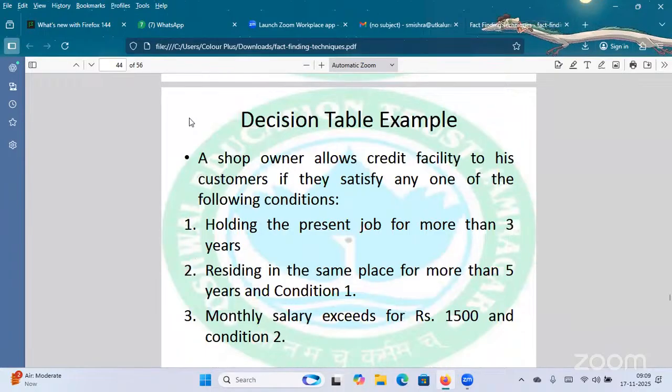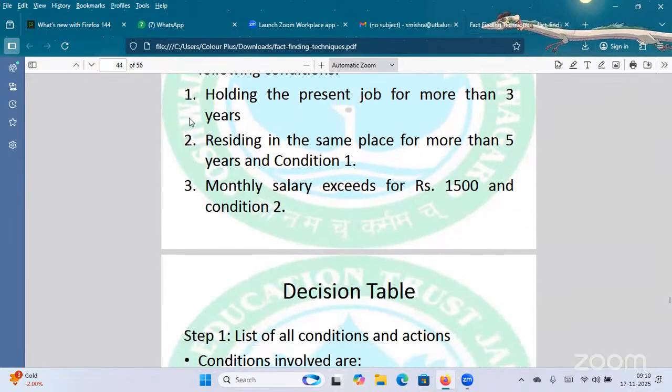For example, we will take an example: a shop owner or shopkeeper allows credit facility to his customers if they satisfy any one of the following conditions. The conditions are like this: holding the present job for more than 3 years, residing in the same place for more than 5 years, and that is condition 1. Then monthly salary exceeds rupees 1500, and that is condition 2. So in condition 2, monthly salary exceeds rupees 1500.